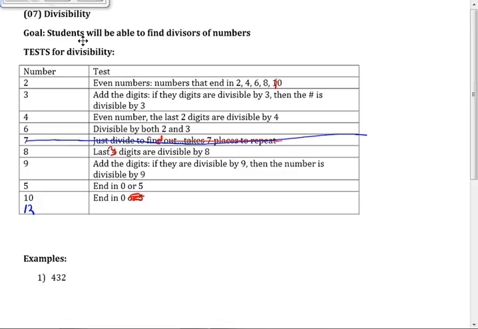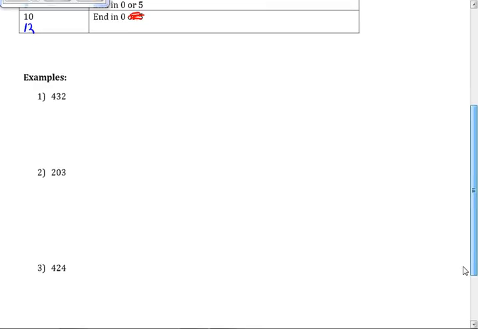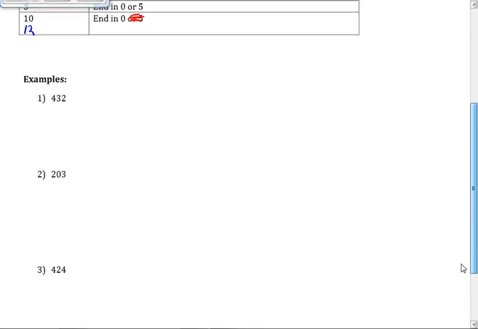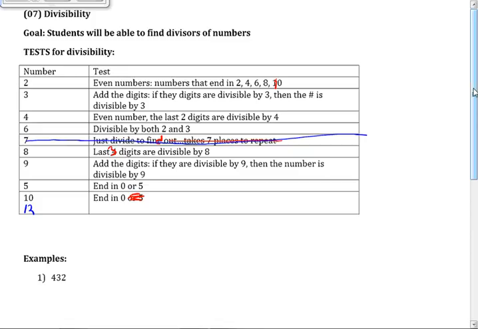Now, this isn't that hard. I just want to know what numbers go into these numbers. Like, for instance, I have all my examples: 432, 203. I want to know what numbers go in there without using a calculator. Some things you may need a calculator for, but not these.